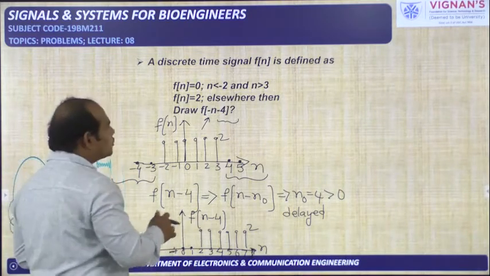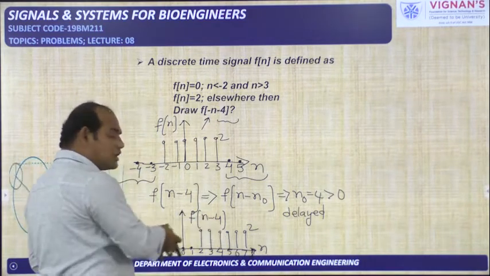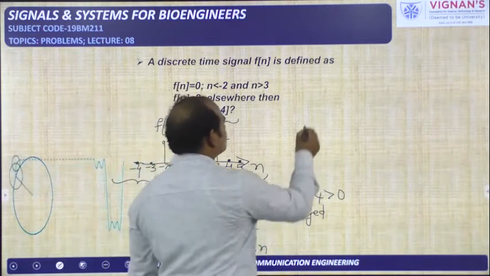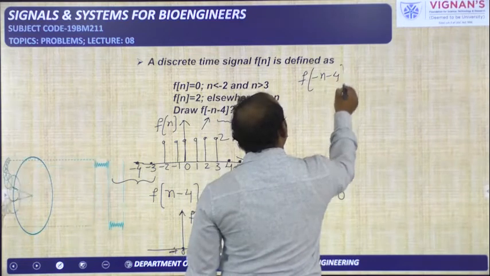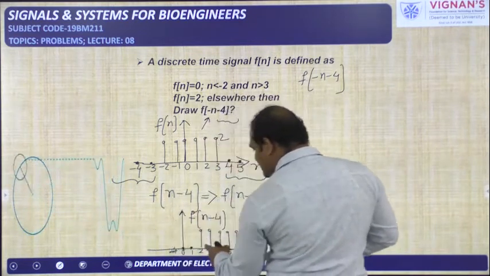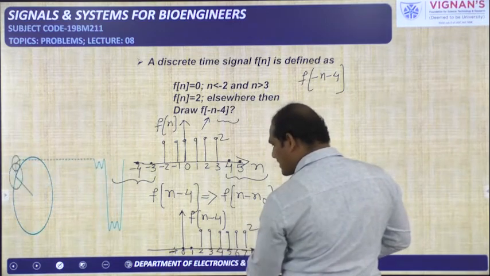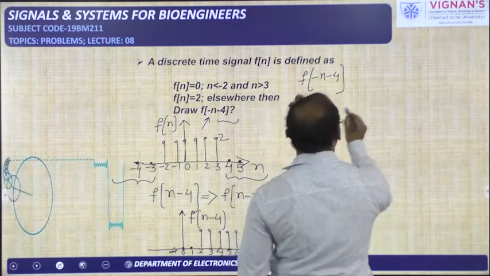After that, what do we need to do? We have to calculate f[-n-4]. That means we have to do the time reversal for this one. In order to do the time reversal, we have to rotate the signal with respect to the y-axis. Actually these samples are available at 2 to 7. So in the time reversed version you will get them from minus 7 to minus 2.